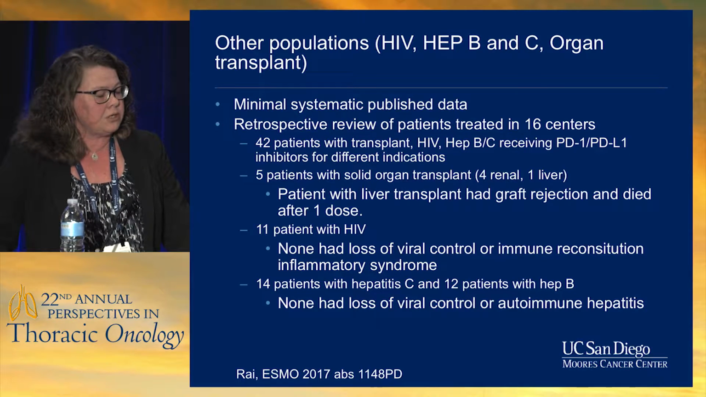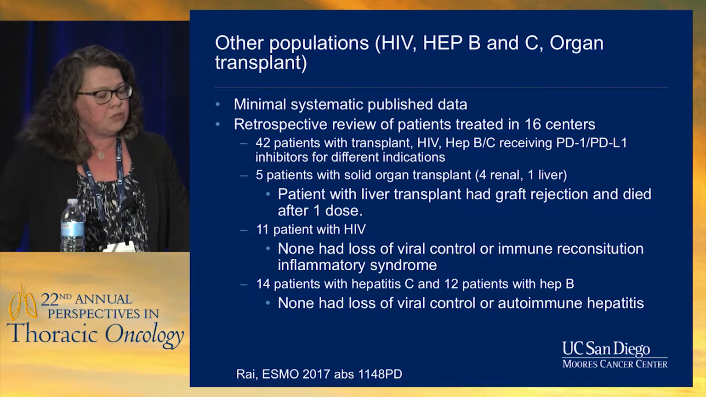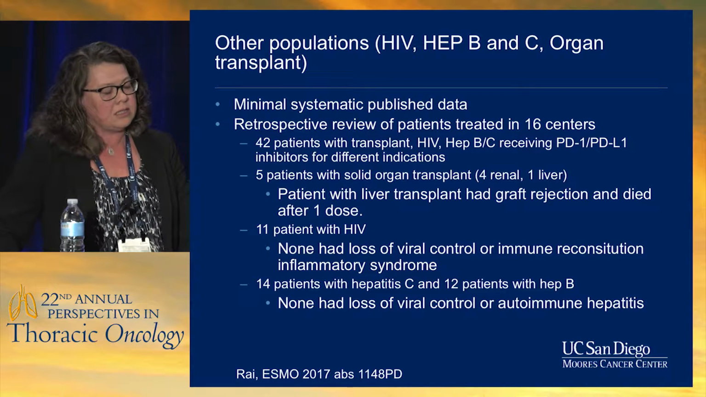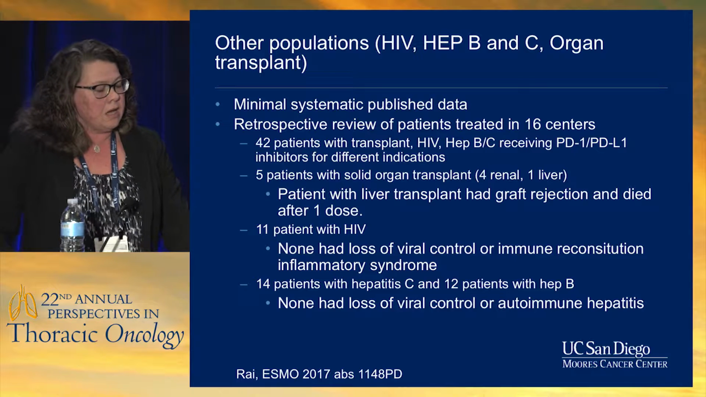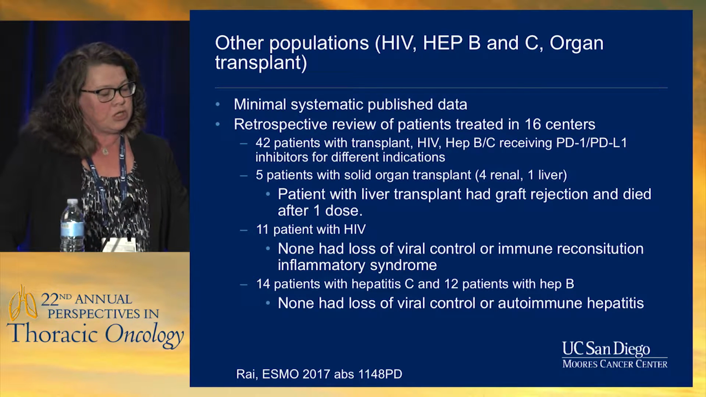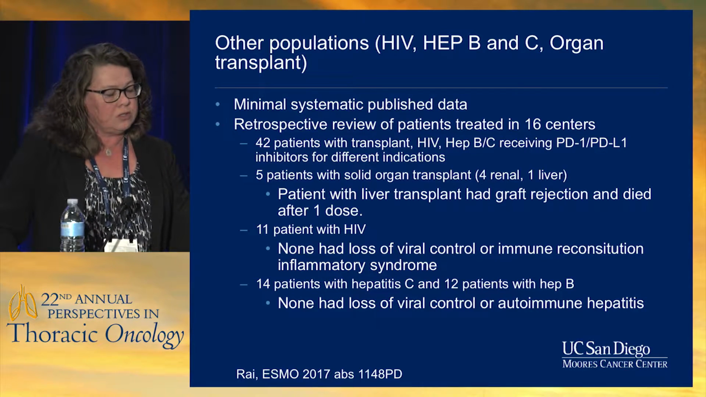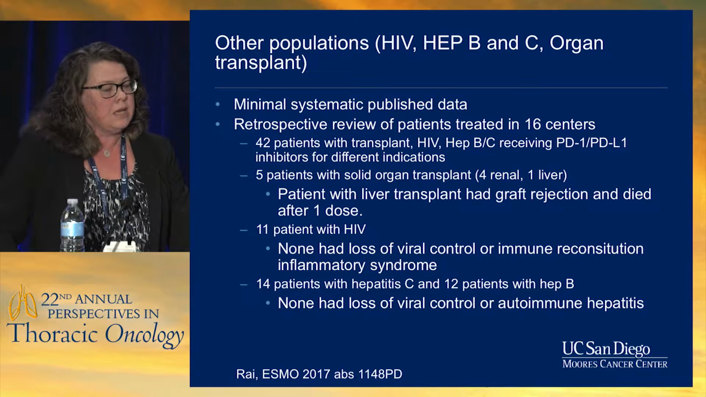So there are 5 patients with solid organ transplant, 4 renal, 1 liver. The patient with liver transplant had graft rejection and unfortunately died after the first dose of immunotherapy. Patients with kidney transplant did not seem to fare that badly. There were 11 patients with HIV, and the good news is that none of the patients had loss of viral control or immune reconstitution inflammatory syndrome.